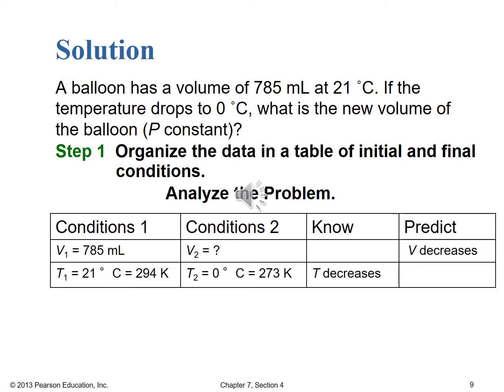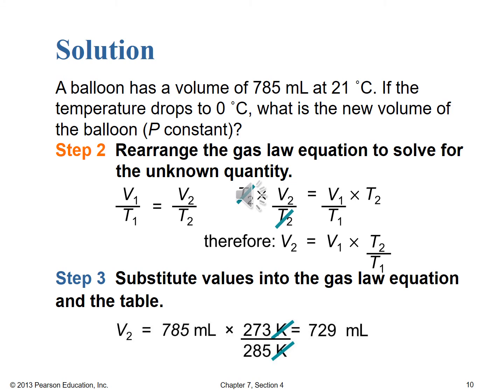And now T2 is not 0 degrees Celsius. If you went that route and you ended up with a T2 in the denominator, then hopefully you saw that your calculator gave you an undefined result, because really you need to use 273 Kelvin. And of course, since we know that the temperature has decreased, we predict that the volume has also decreased due to that direct relationship. Okay, and following up with step 2, we rearrange the gas law to solve for the unknown quantity. Again, multiply both sides by T2, and then we can isolate V2.